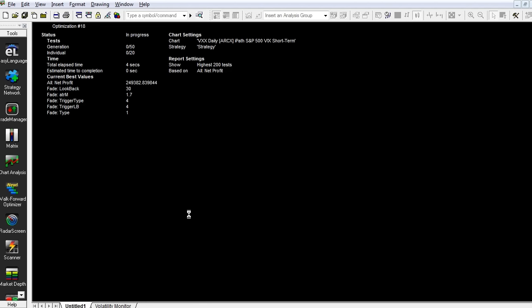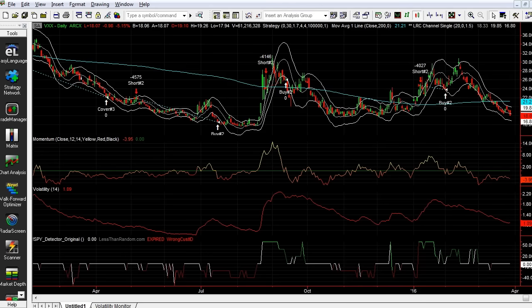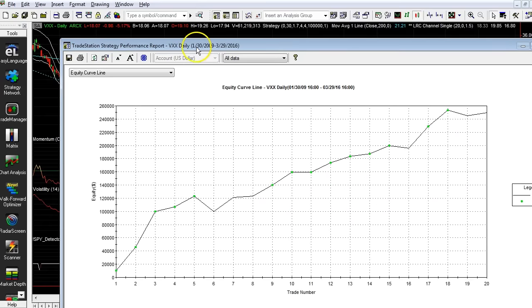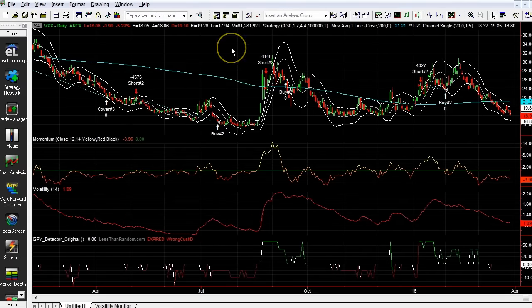And it comes back with the answer for which of those 1,000 combinations tends to work best. So this is the one that came out as the optimized. It doesn't mean it's the best one to trade, but it's the one that did the best. So here's one, did pretty nice, but I can look at this optimization study.